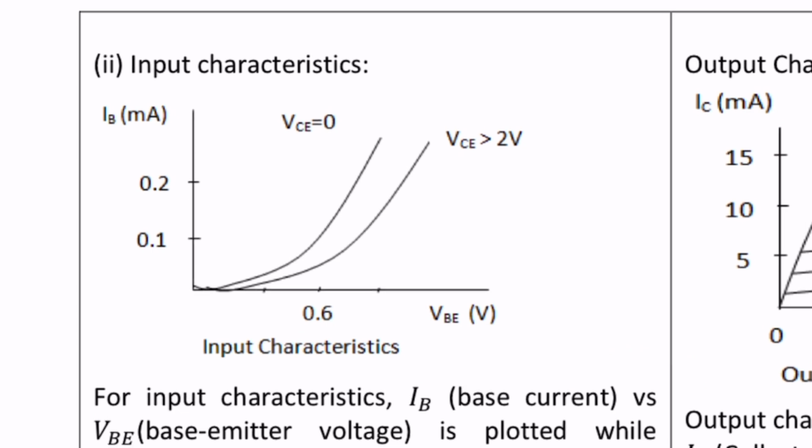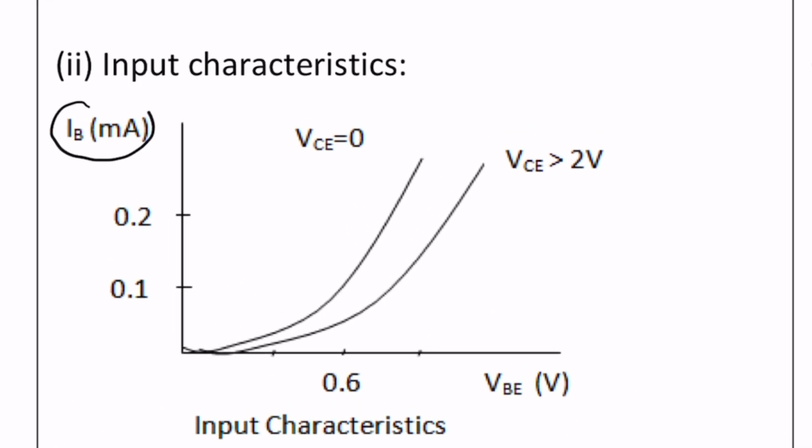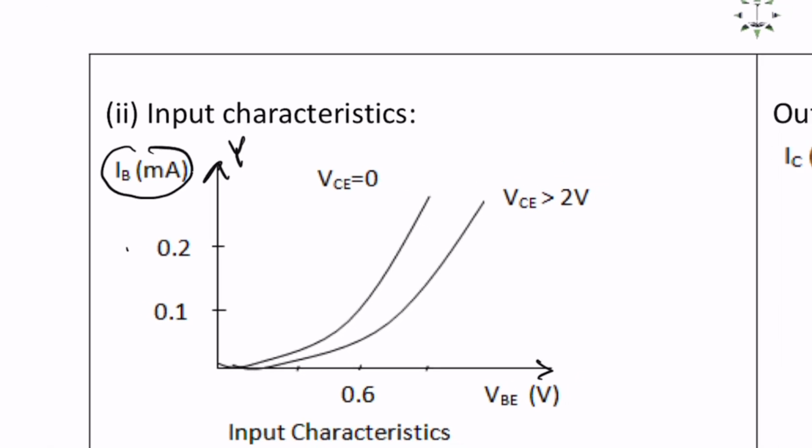Let us take base current in milliampere along the y-axis, and the base emitter voltage is applied along the x-axis. Now if we go on increasing this base emitter voltage, we find that when the collector emitter voltage is 0, then on increasing the base emitter voltage, the base current increases. See, this is the increasing base current.